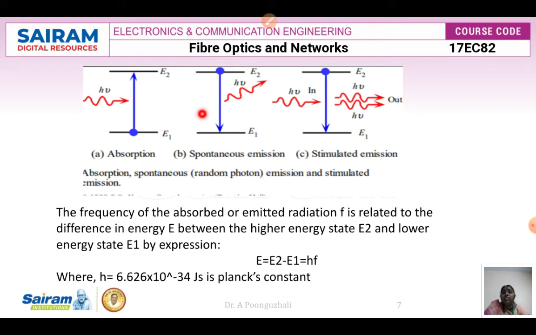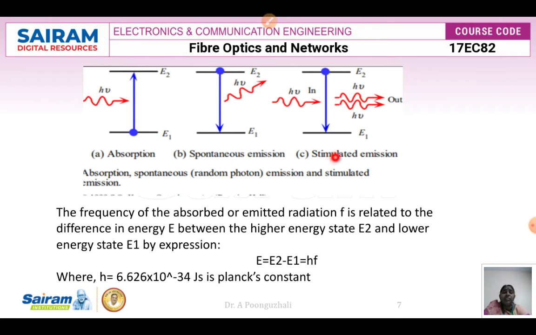Spontaneous emission is when this energy level is not in a stable state. The electron present in this energy level will stay there for some amount of time and will come back to the lower energy level. When it comes back to the lower energy level, it will emit a light photon which is of a random nature. Spontaneous means a random photon is generated or emitted. That is called spontaneous emission. After some time, the electron will automatically come to the lower energy state.